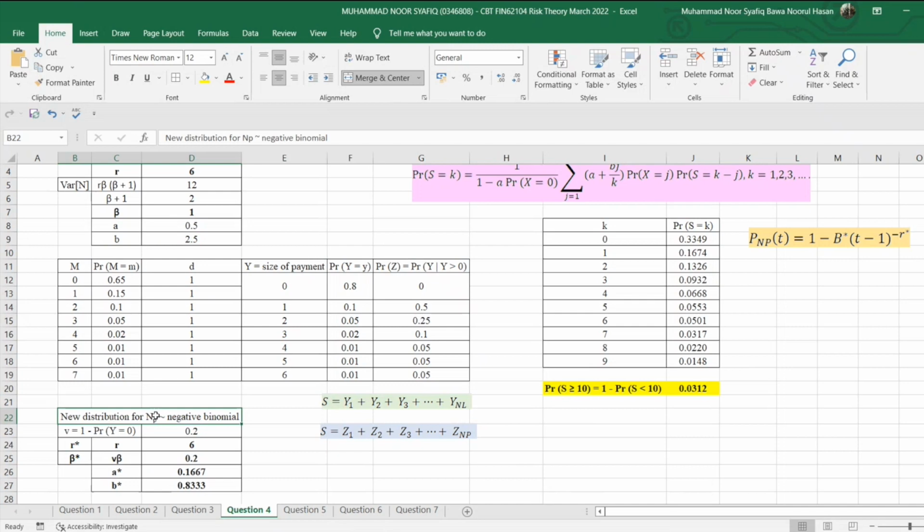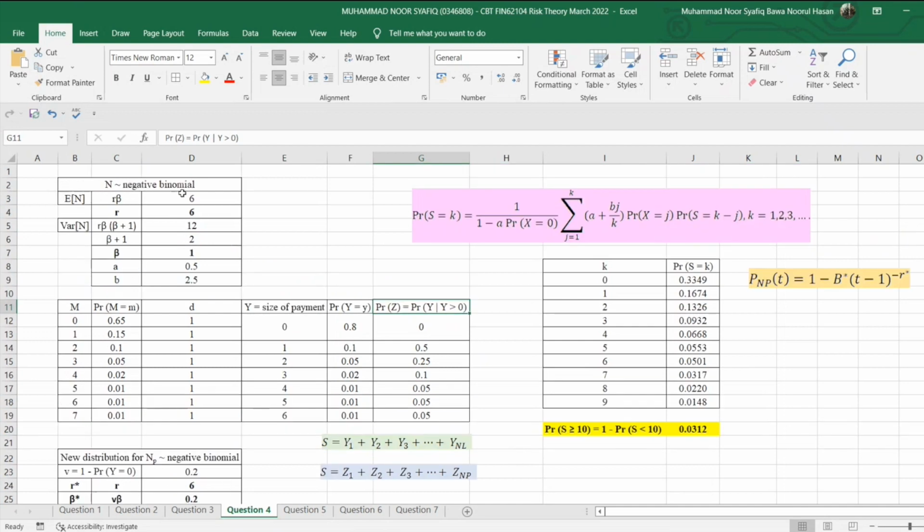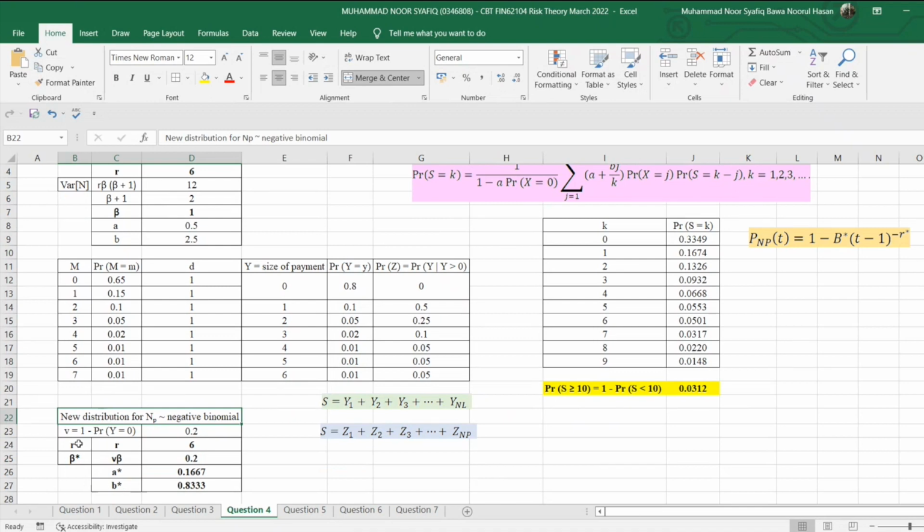In this case, the understanding of coverage modification is very important because when we change the value of M here to Y and also the Z, we are changing the frequency distribution, which is the negative binomial N to negative binomial NP. So frequency distribution modification always comes with the modification of the parameter as well, where we will be multiplying the value of beta with v, but the value of r will be the same as the previous one. So we can see here our r star is equal to r, which is 6. Meanwhile, our beta star is equal to v times beta.